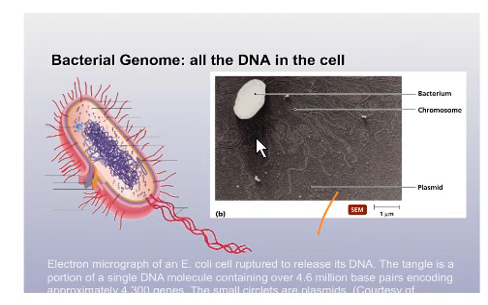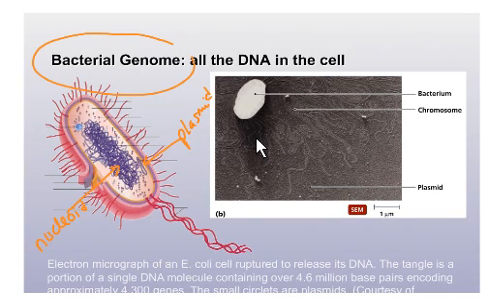So again, here we have the genetic material, which is right here. This is our nucleoid, if you think back to Unit 1. And right here, this little standalone piece of material is the plasmid, also seen on the picture on the right. And collectively, all of this DNA is known as the bacterial genome.